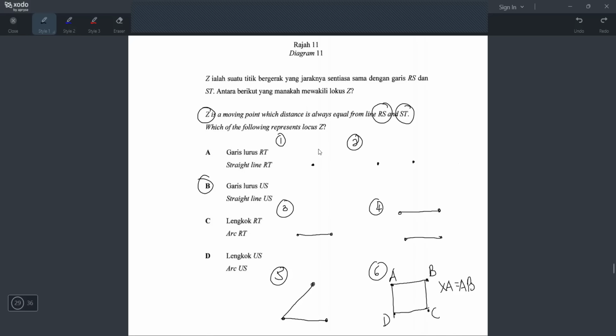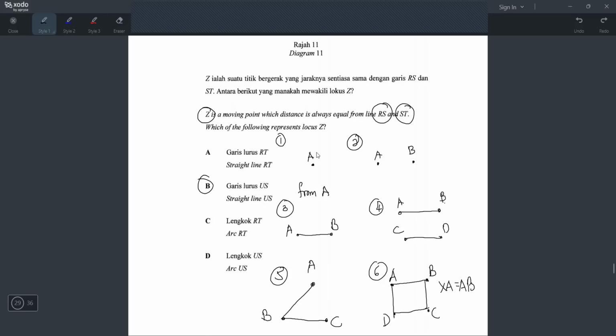Okay, the first type of locus is they will mention from one point. Let's call it A, right? This one, let's call it B. So when we do locus, we actually don't need to read whatever is in front. We just have to look at from which point.